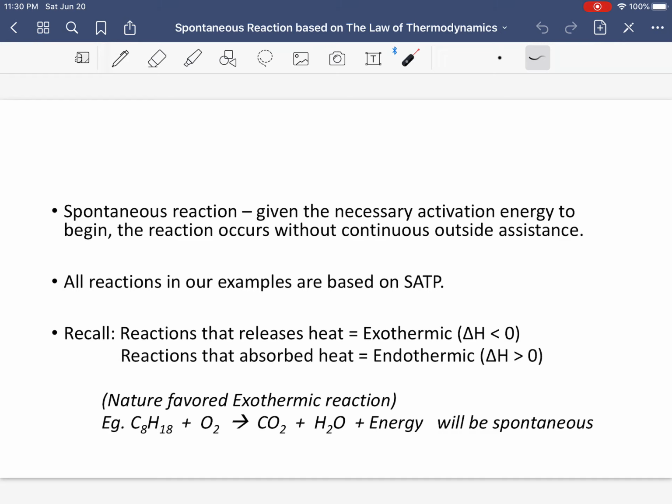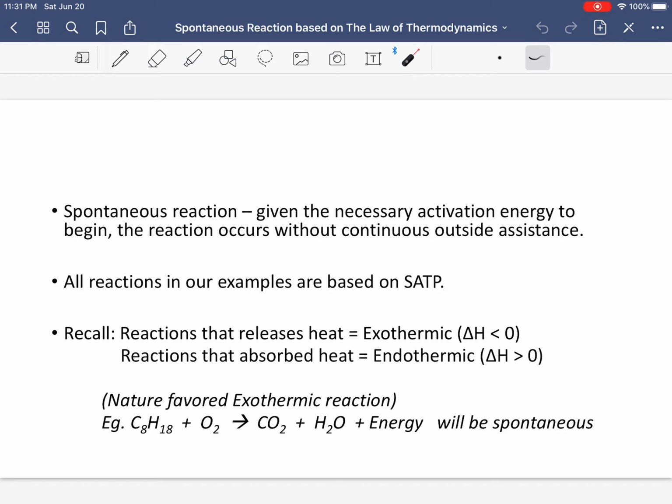Now all the examples that we're going to talk about today are under SATP. Now, you remember what SATP means? That means 1 atmospheric pressure and 25 degrees Celsius. So everything that we're talking about is under SATP, and it should be, because most experiments are usually done under 1 atmospheric pressure. They're done usually at room temperature. Very rarely would you see somebody doing an experiment at boiling point or at melting point. That's too extreme. Who's going to do that?